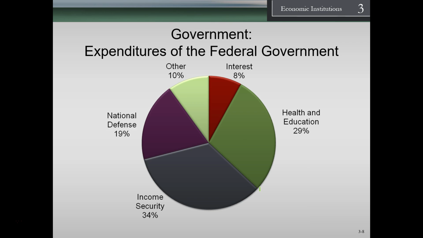All right, so where does the federal government spend their money? Expenditures for the federal government. When we think about the federal government's expenditures, then we have national defense, of course. That's what the federal government was originally designed to do. We've got income security, health, and education. So we've got education, health, Social Security, Medicare, benefit programs, and defense.